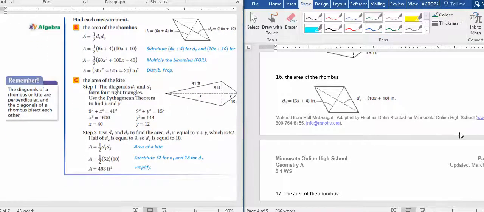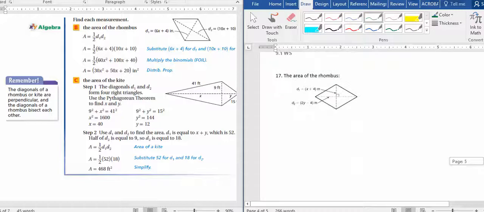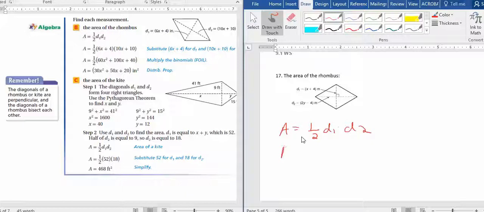Let's do number 17. Number 17 says to find the area of the rhombus. So we know that the formula is area equals 1/2 times diagonal 1 times diagonal 2. So the area is equal to 1/2. Now we'll plug in: diagonal 1 is x plus 4, diagonal 2 is 2y minus 4. I think that's what that says. It's a little hard to read. And the area is that, but we have to simplify it a little bit.